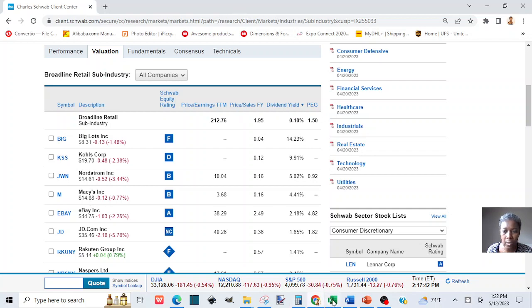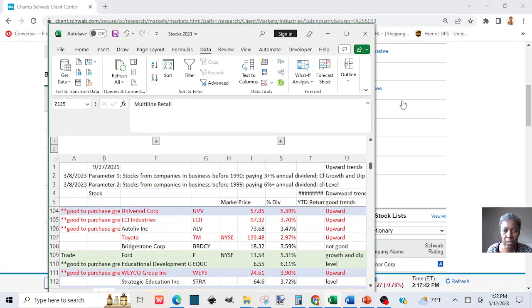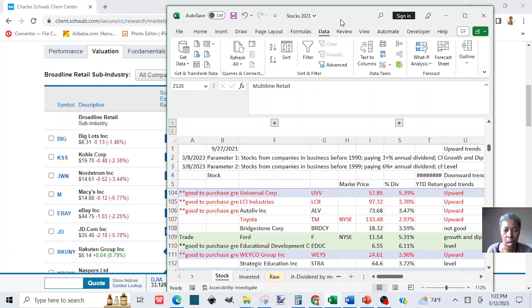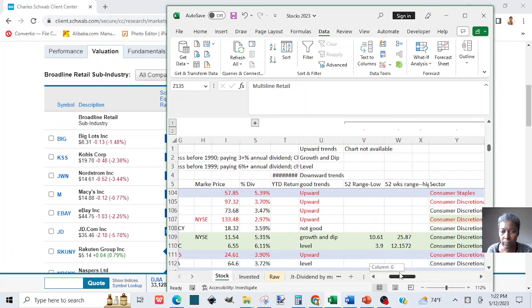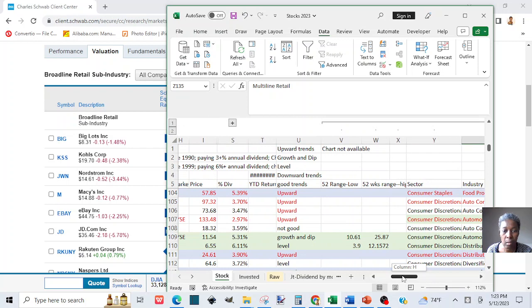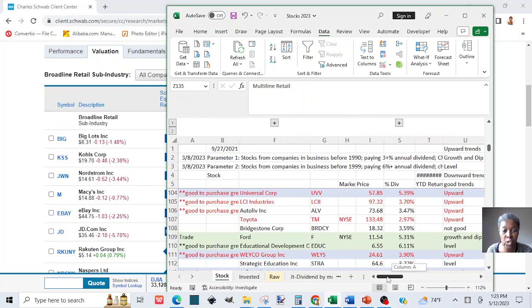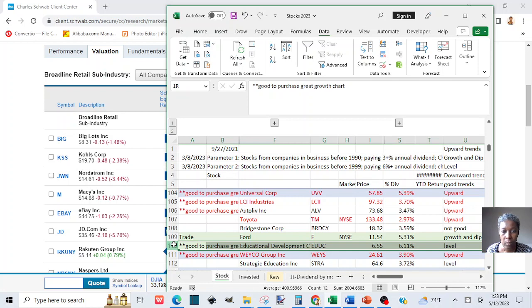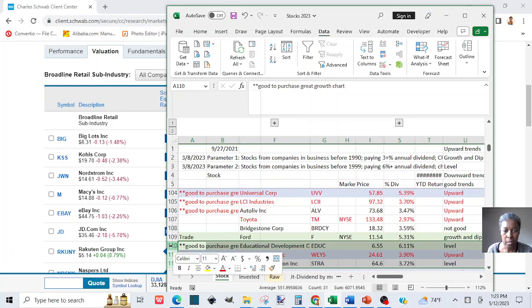So what I like to do is, let me see if I can make this a little bit smaller. At this point, I will add the sector, the industry, and the sub-industry they are in. And I do not have Broadline Retail on my spreadsheet, because when I created this spreadsheet and recorded those in it, that industry was not in the list.